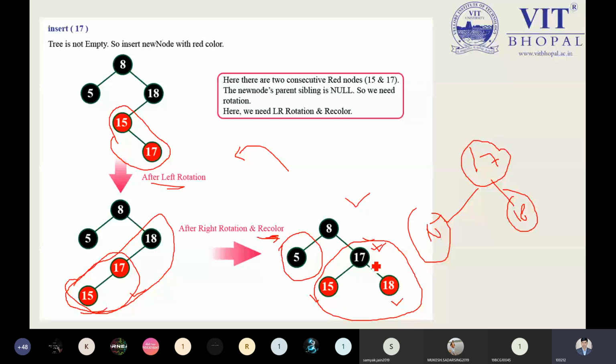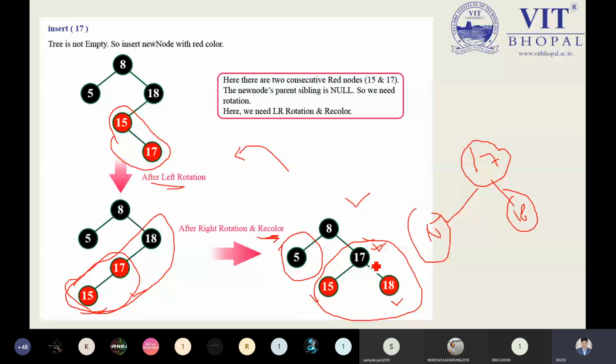Any doubt? What happens is we first follow the rotation and then the recolor. It is a better idea to first follow the rotation and then recolor. Do not follow the recolor and then the rotation. It is better to first rotate to balance the tree, and then recolor all the nodes. Now after inserting 17, if you have any doubt, let it be known.